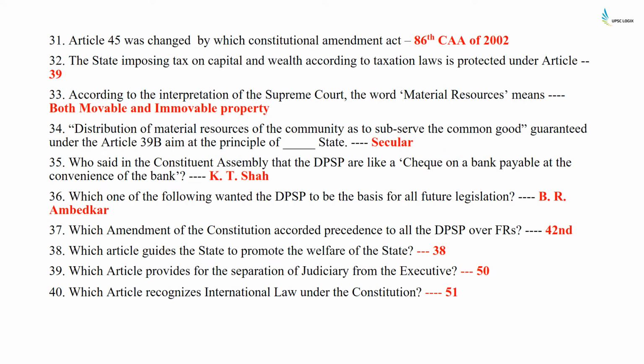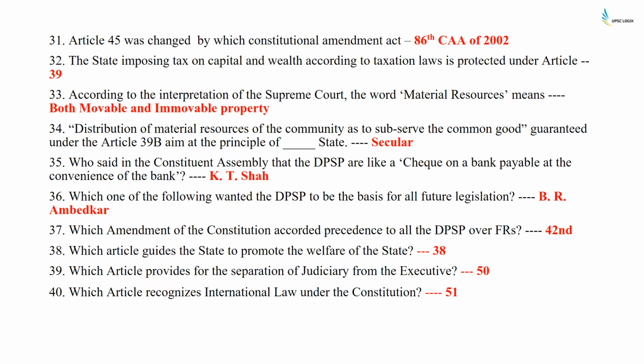Article 45 states to provide childhood care and education for all children up to the age of 6 years. Before 2002, Article 45 made a provision for free and compulsory education for all children up to the age of 14 years. This particular directive principle was converted into a fundamental right under Article 21A by the 86th Constitutional Amendment Act of 2002.